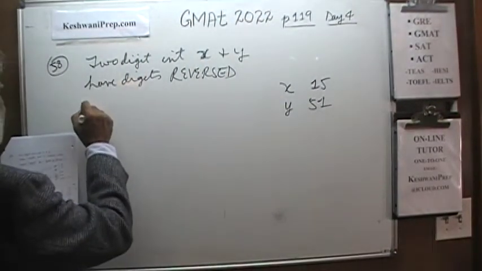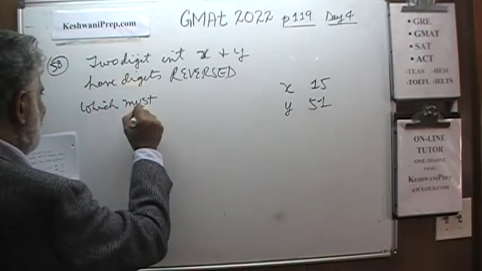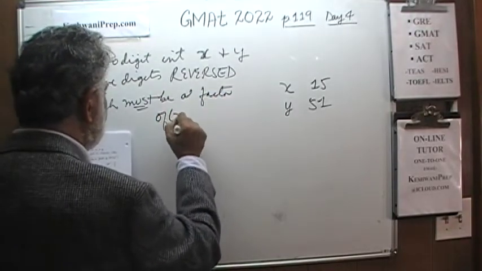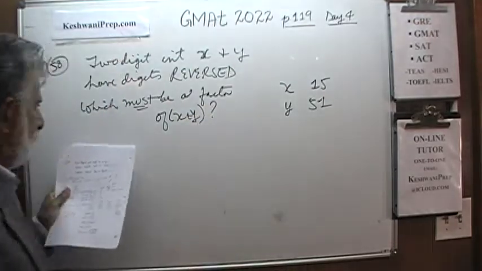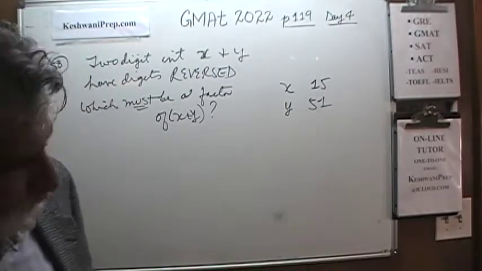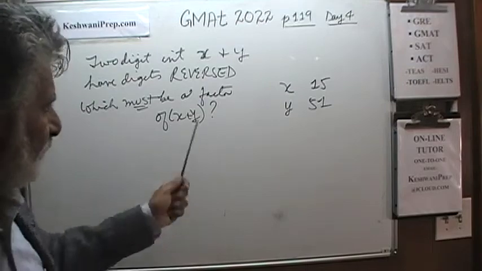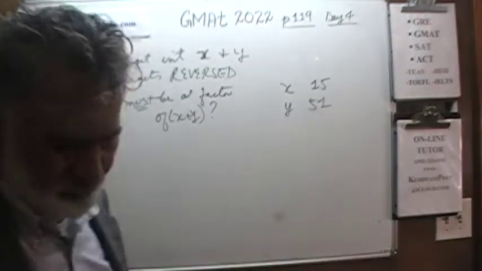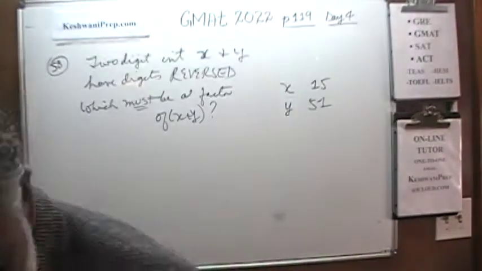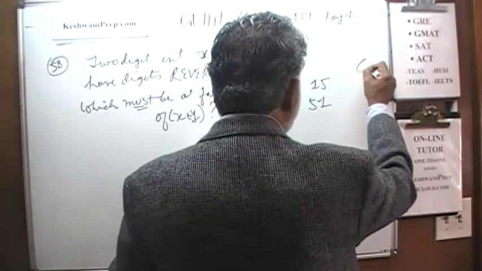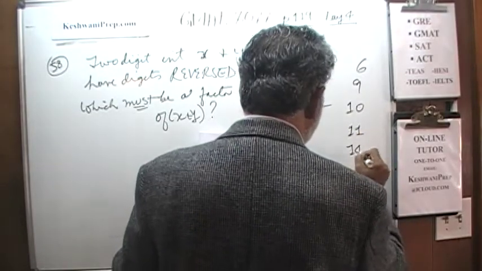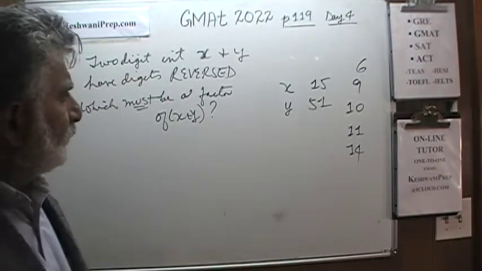The question is, which must be a factor of the sum of the two digits? Which must be the factor of the sum of two digits? In other words, 5 plus 1 or 1 plus 5, same thing. Factor of this quantity, x plus y. Well, not 5 plus 1, rather, I mean 15 plus 51. Which must be the factor of 15 plus 51? Let's see what we can do. Here are the answer choices: 6, 9, 10, 11, and 14. Since I wrote this down, let's work on this one, see what happens here.